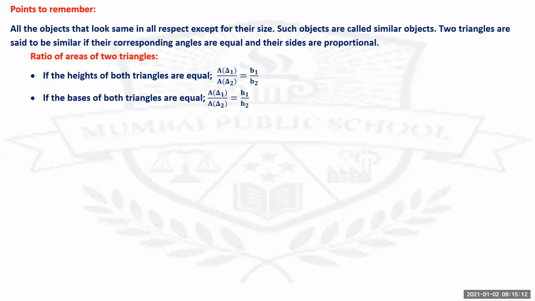Now same thing when the bases of both the triangles are equal. So now when the bases of both the triangles are equal, the ratio would be given in terms of their height, that is H1 upon H2.